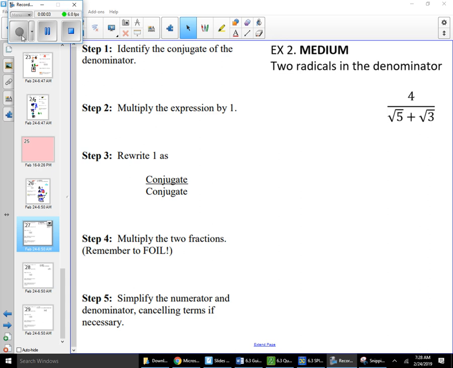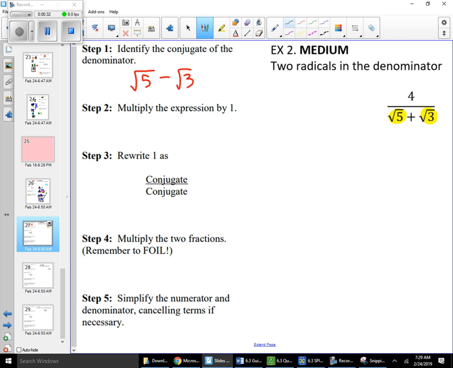Our second binomial denominator that we need to rationalize has two radicals. This doesn't happen quite as often as the first case, but it will show up every now and then. The conjugate there is still just those same two terms, root 5 and root 3, where the second one changes sign. So the process doesn't change, even though our denominator looks a little different than the previous example. Conjugate is still root 5 minus root 3.